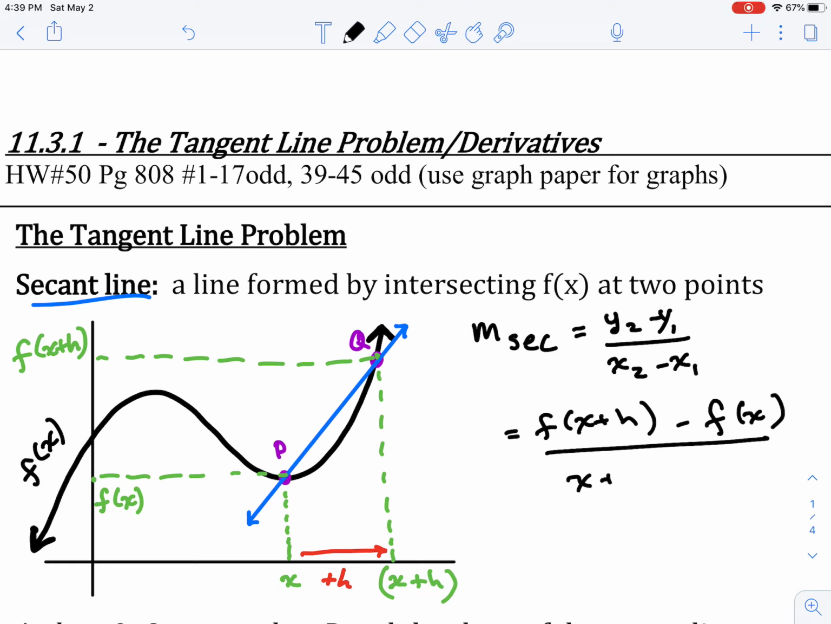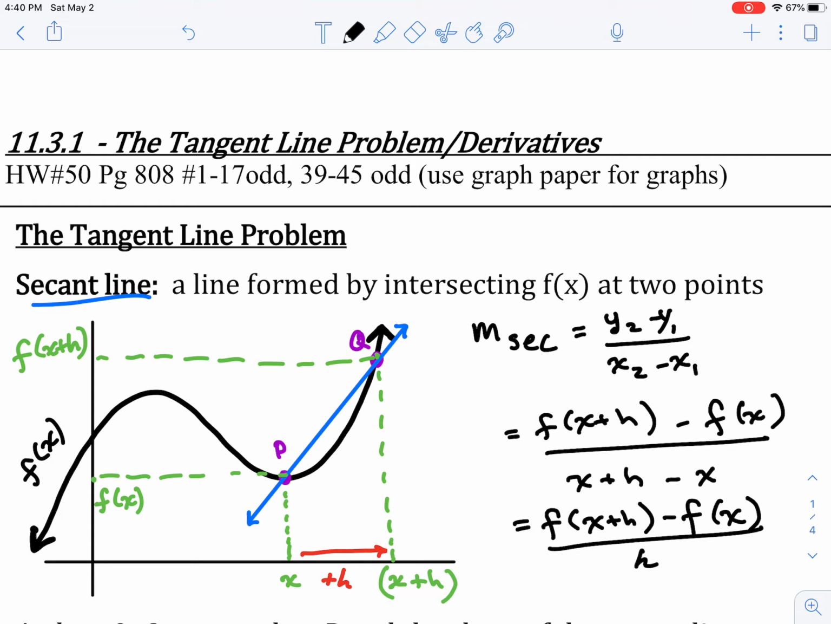Our x2 became x plus h minus our x1, which we're now just calling x. So this can be cleaned up even further by calling this f of x plus h minus f of x all over, well, x and negative x are going to negate one another, and we're just going to have h.